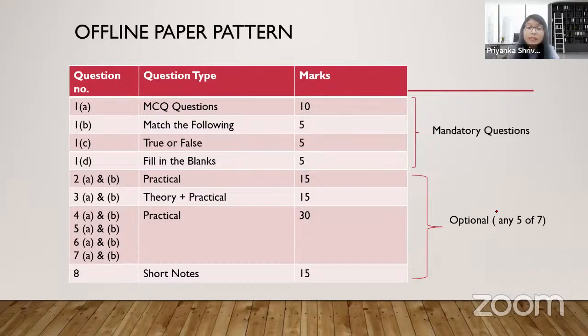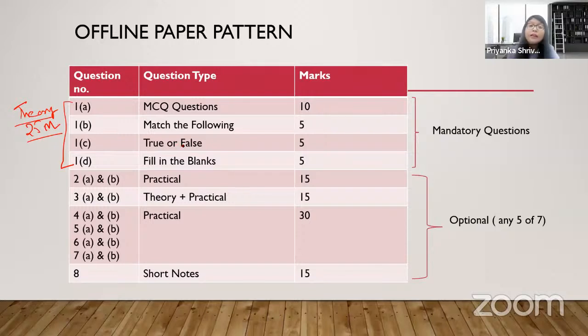Okay, now moving forward, first look at the offline paper pattern, especially for those who are going to appear for the first time in the CMA inter examination. In the old paper pattern, that was the offline paper pattern, we had 8 questions, and question number 1 comprised 4 parts A, B, C, D, which consisted of 25 marks, and these were mandatory questions, and this complete A part was coming from the theory part.